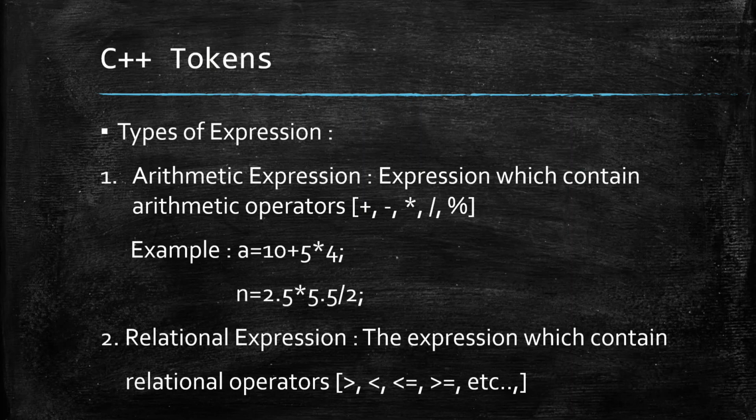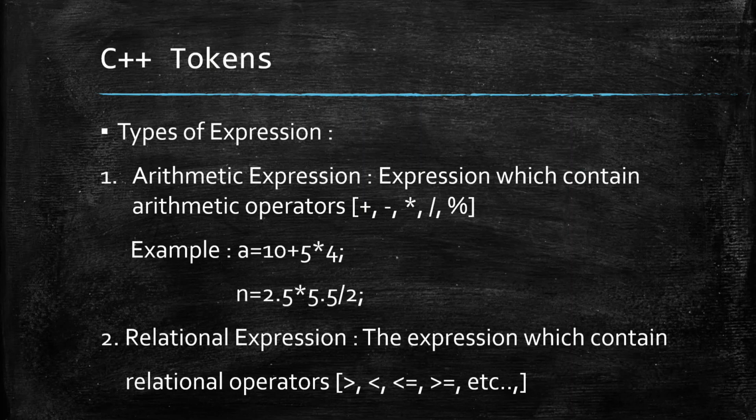Fine. So expression itself means combination, right? So there must be an LHS part and an RHS part in an expression. So we say the assignment operator is a must. Fine. So here our second example is n is equal to 2.5 into 5.5 by 2 semicolon. Fine. So here also they contain the star symbol used for multiplication and a forward slash for division for storing the quotient.